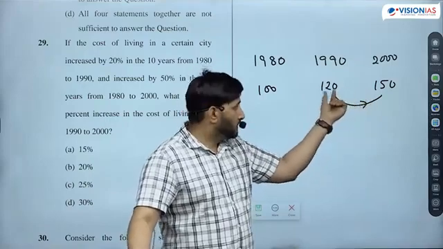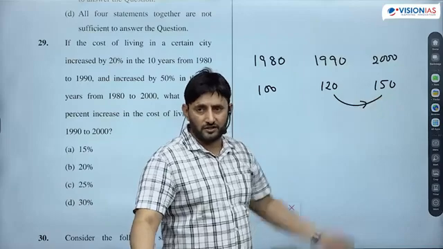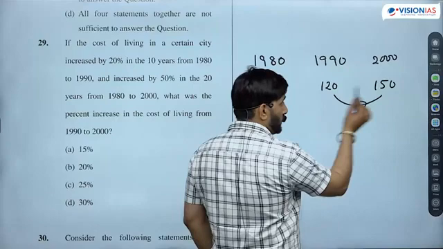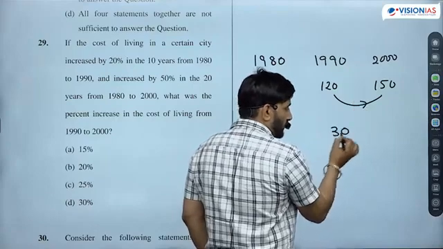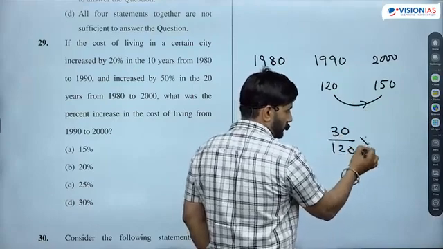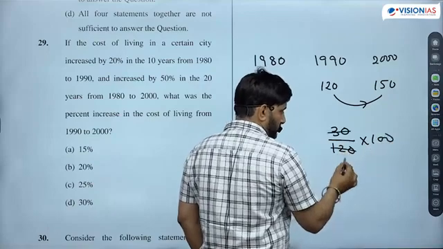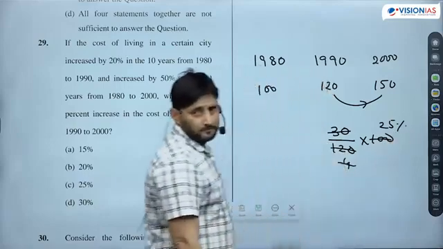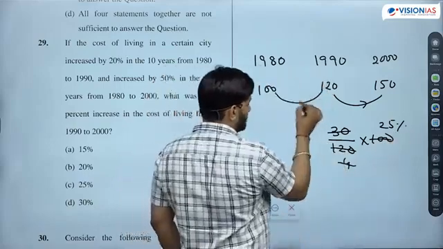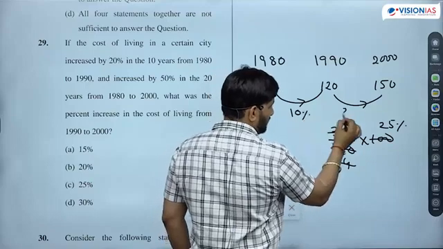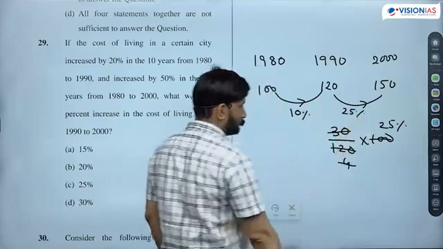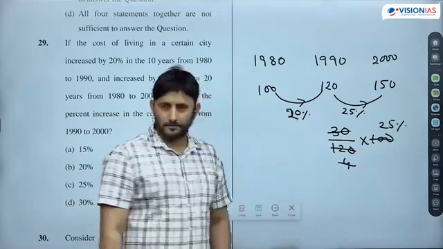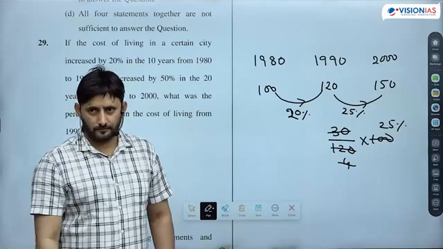Look, 120 to 150, what is the percentage change? How much? 120 becomes 150. There is a growth of 30 on 120 into 100. So that is coming out to be 25%. From here to here, this is 10%. This will be 25%. Sorry, this was 20% and 25%. Okay.